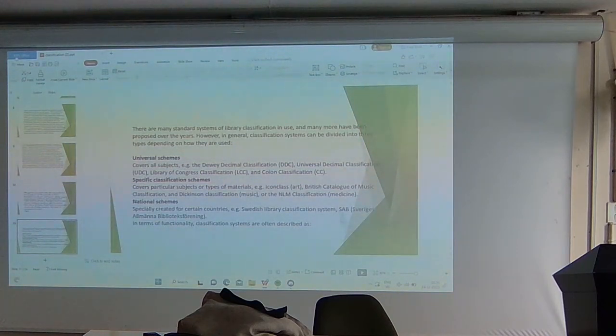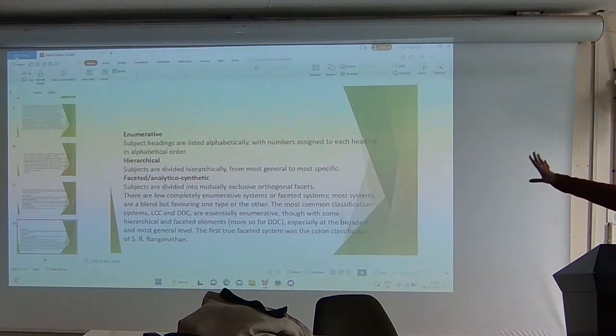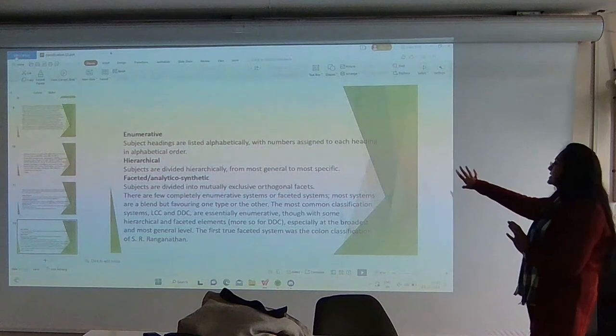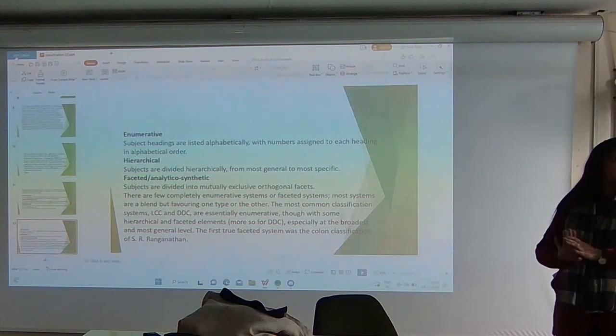Now we have national schemes. Specially created for certain countries, जैसे Swedish library classification scheme है, SAB, Swedish. In terms of functionality, classification systems are often described as enumerative. अब जो मैं enumerative की बात कर रही थी, enumerative means something that is designated. Okay. So subject headings are listed alphabetically with numbers assigned to each heading in alphabetical order.